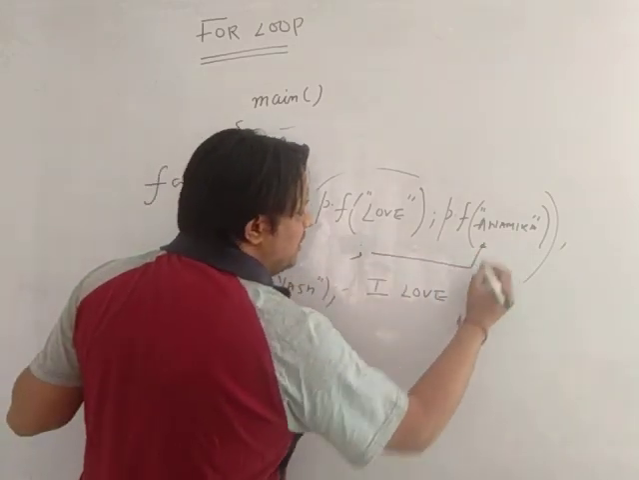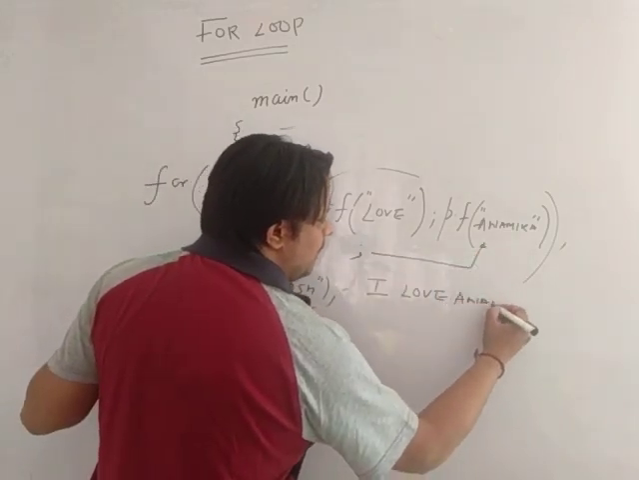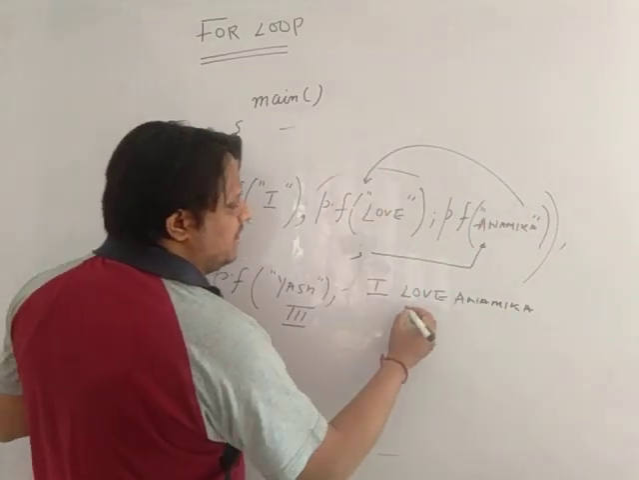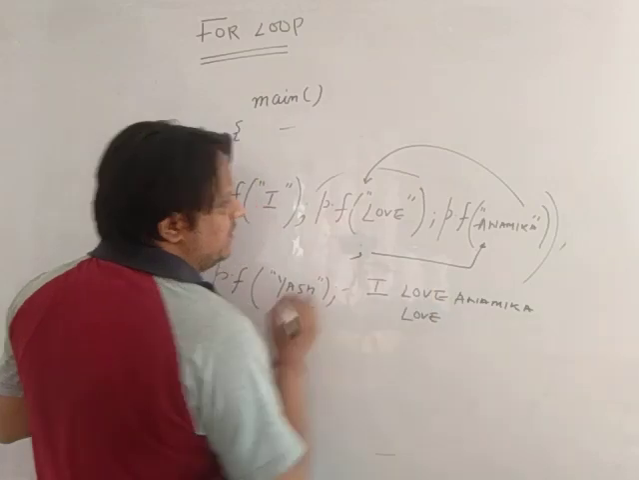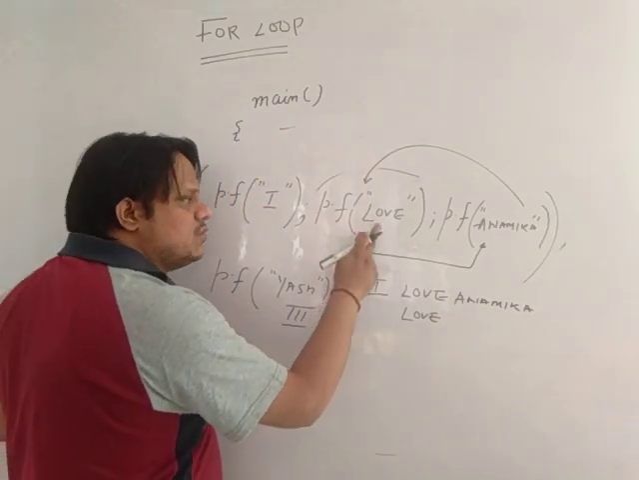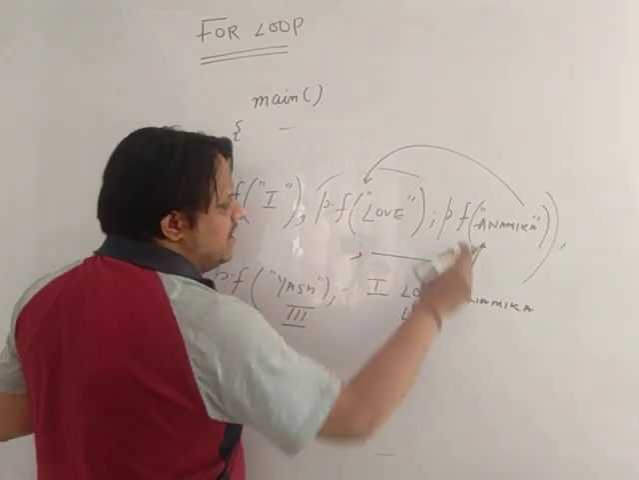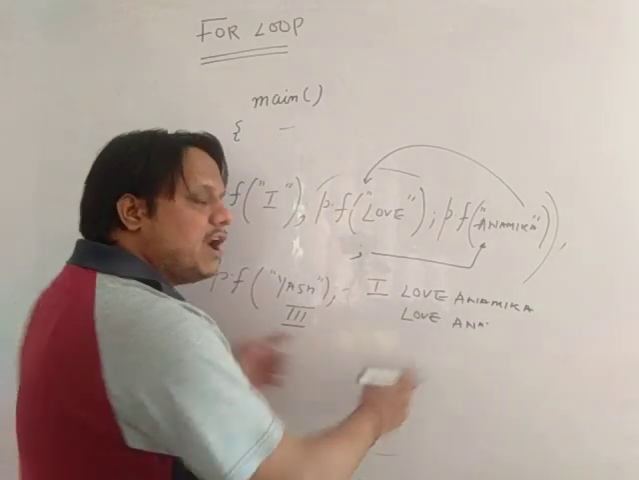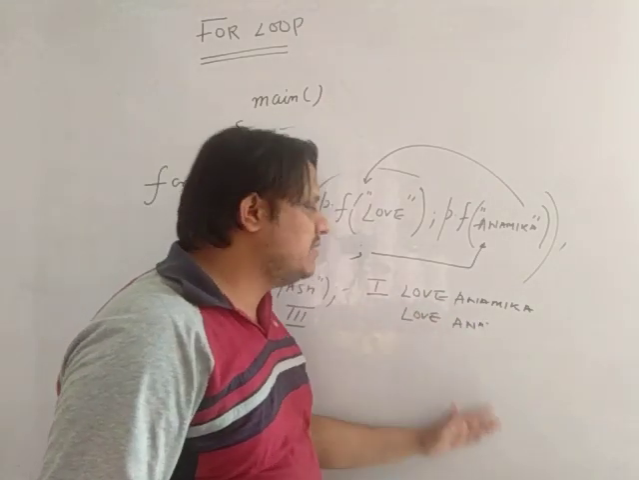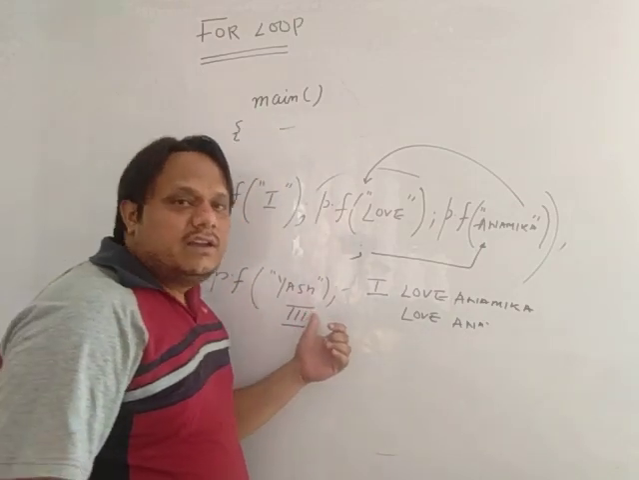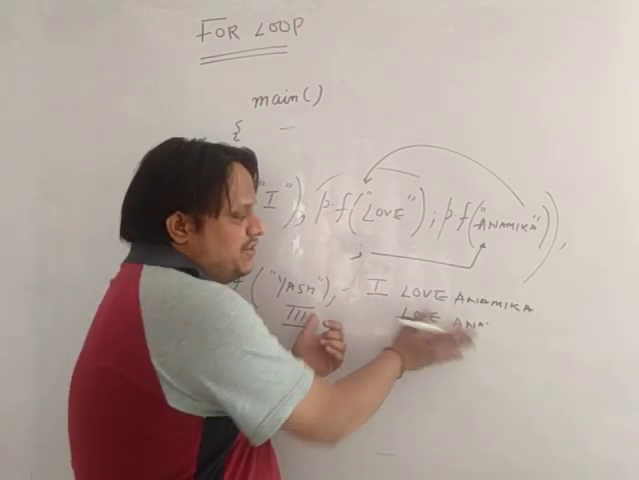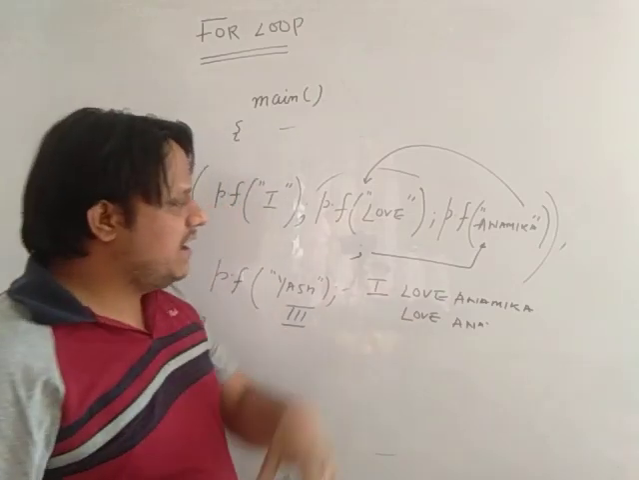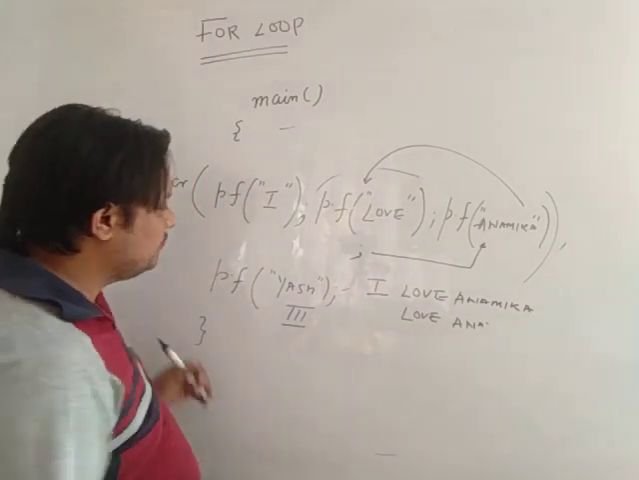After this, printf Anamika. I love Anamika. Then again you are checking the condition printf love. So again love. If this condition is true, again you evaluate a null statement, and after this Anamika. So this continues: I love Anamika, love Anamika, love Anamika, and so on. Yash won't get a chance to come into the picture here.